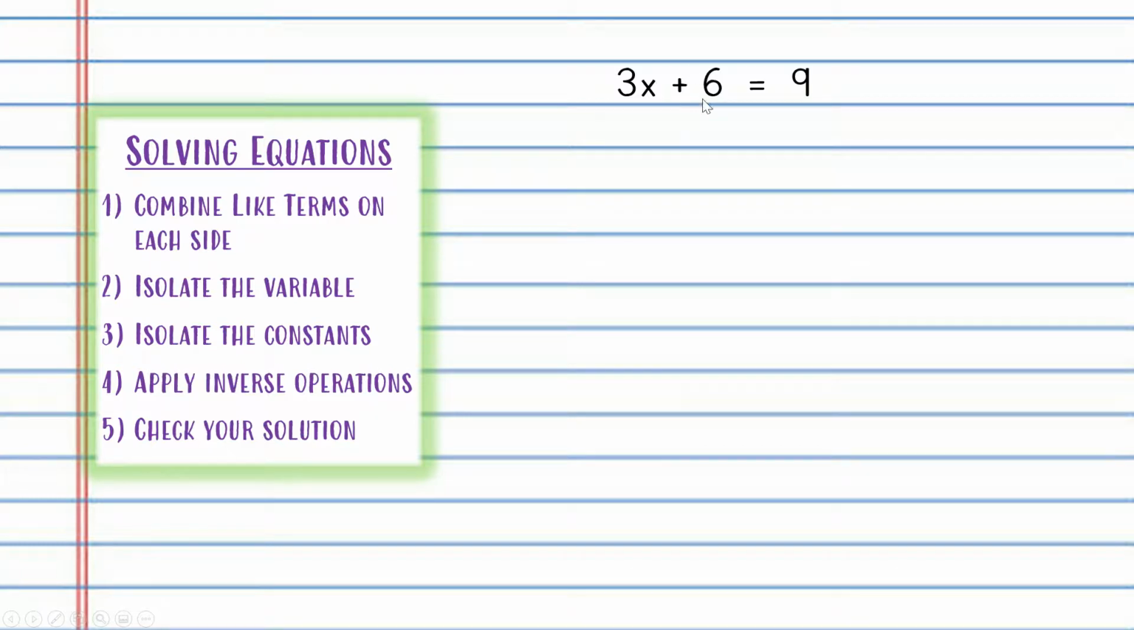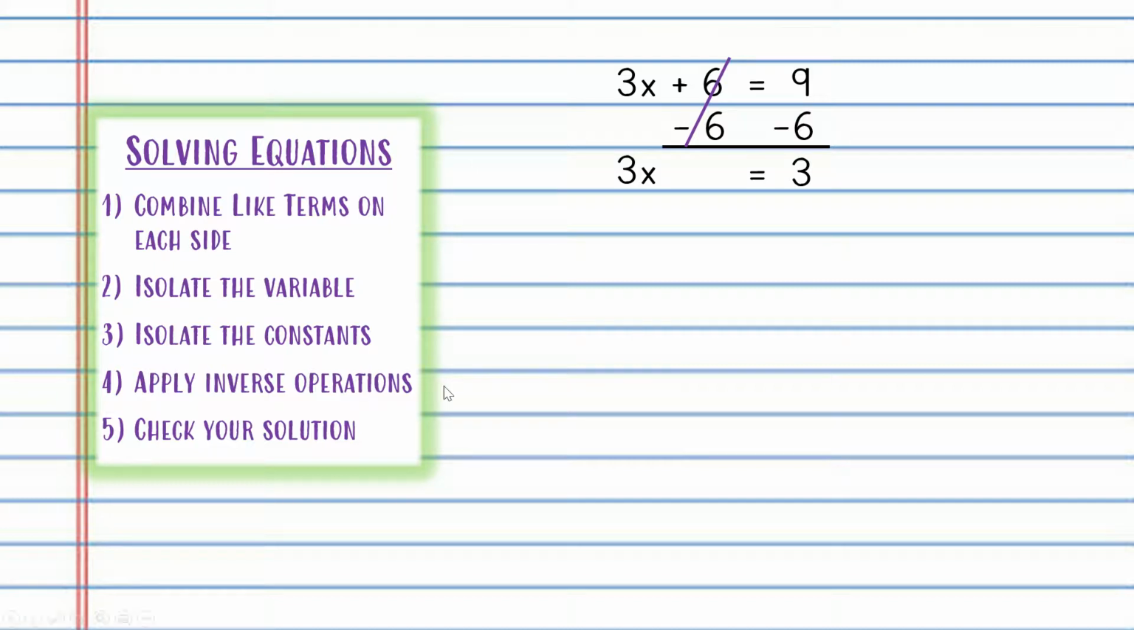So I need to get this 6 over here to this 9. So I'm going to subtract 6 from both sides. That'll cancel out the 6 on the left, and I'll be left with just 3x. And then on the right, I'll subtract 6 and be left with 3.